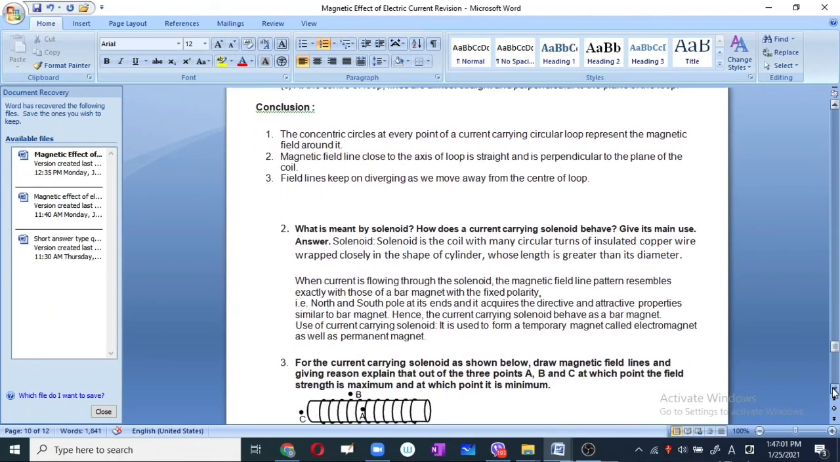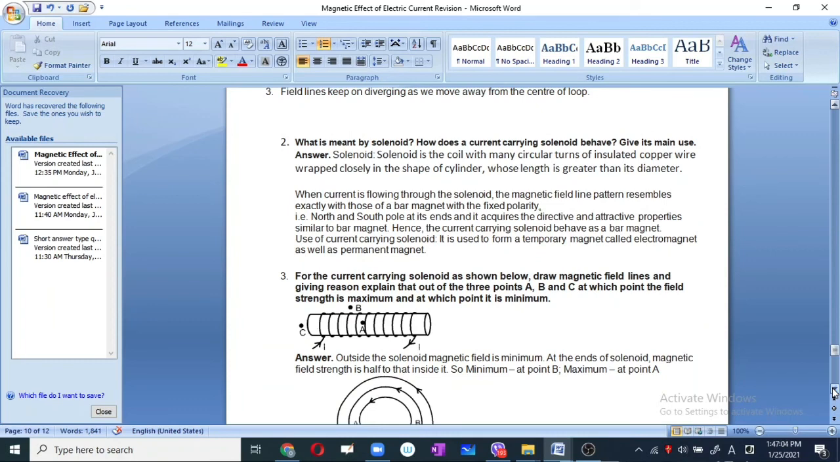The next question is in the form of a solenoid. We have already discussed the solenoid, everything. What is meant by a solenoid? How does a current carrying solenoid behave? How it behaves and how the magnetic field lines are formed is mentioned here. And give its main use. The use of a solenoid is to make a temporary magnet, that is an electromagnet, and we can also make a permanent magnet using a solenoid.